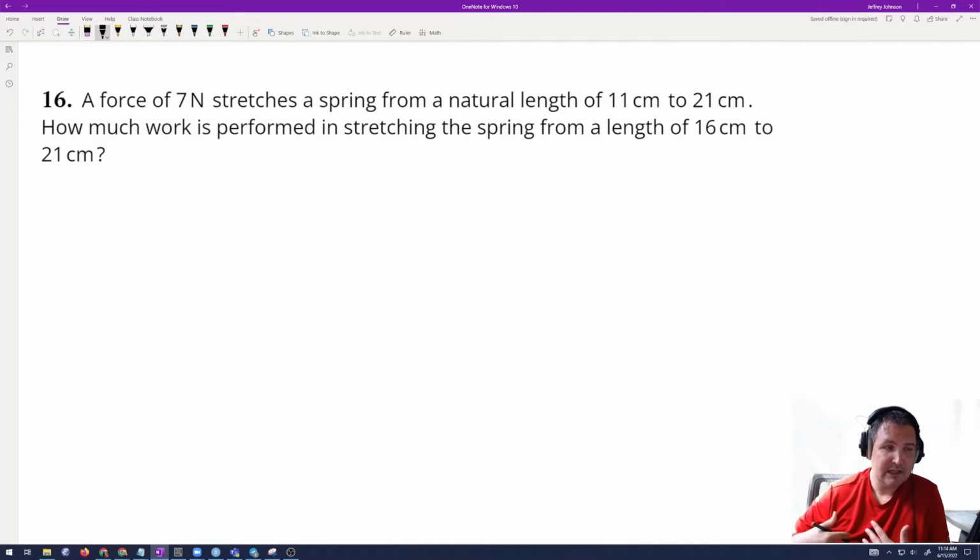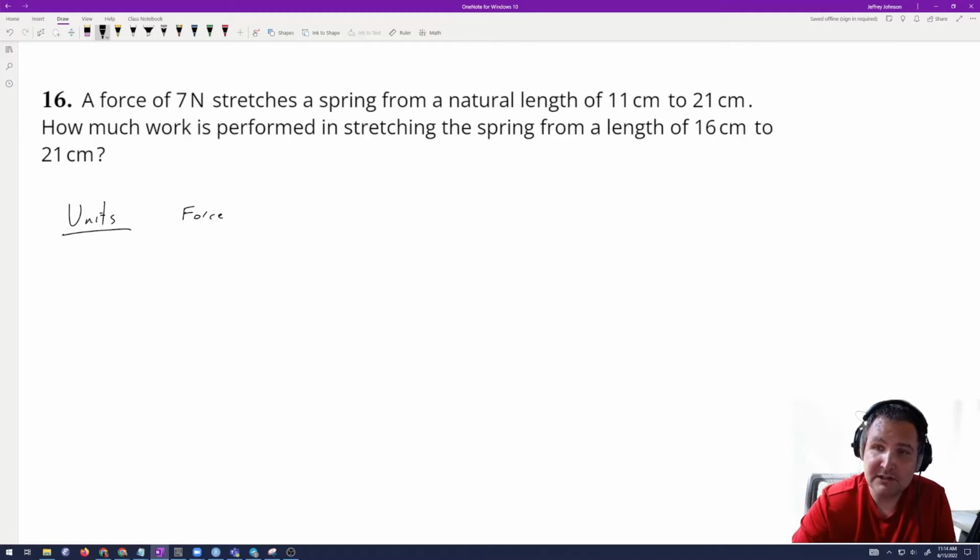We want to integrate the force over the distance in order to find how much work is done. We have to be mindful of the units involved here. The force units are newtons, right? And it looks like the distance is in centimeters, but that's a problem because in order to get the total amount of work done in standard units, work is in meters. So we need to change centimeters to meters. We have to be mindful of that.